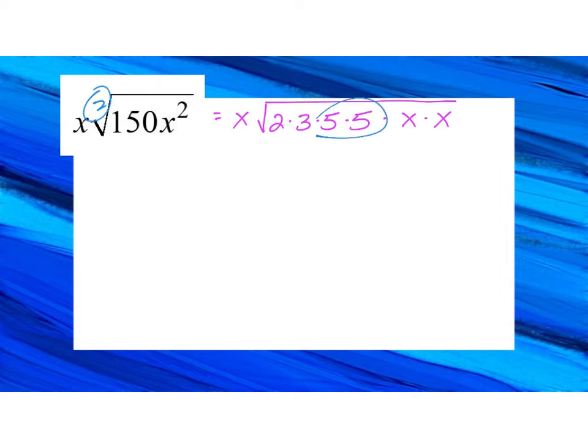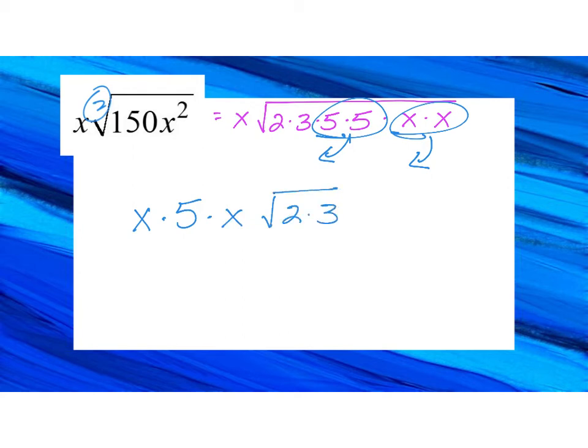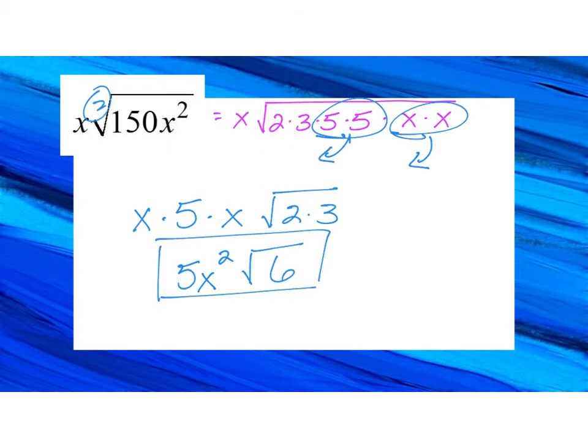So I'm only able to circle a pair of 5's and a pair of x's. So those are what's going to be pulled out. So when I write it out front, I have x, which is already there, times 5 times x, and then I'm left with 2 times 3 under the radical. Now, what's out front is x times 5 times x. And remember, order doesn't matter, so I'm going to write this in the simplest way I can, which is going to be 5x squared, because remember, x times x is x squared, times the square root of 6. So here is our final solution.